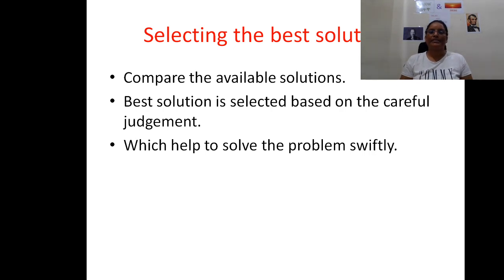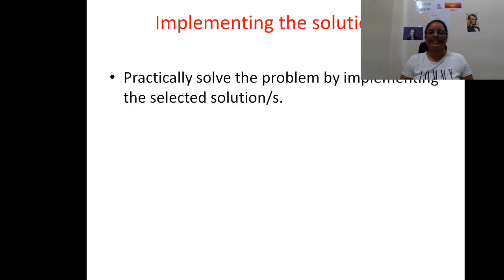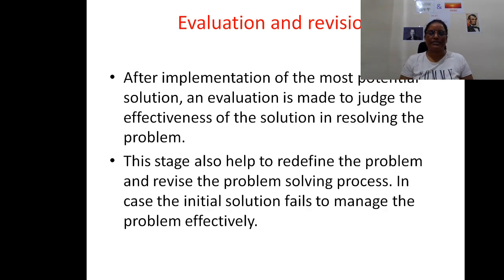Then selecting the best solution: compare the available solutions. If we have three ideas, then we have to compare them and choose the best one to apply on the problem. Then the best solution is selected based on careful judgment, which helps to solve the problem swiftly. Swiftly means fast. Then implementing the solution: practically solve the problem by implementing the selected solution. Here we implement it on the problem practically in a real situation.